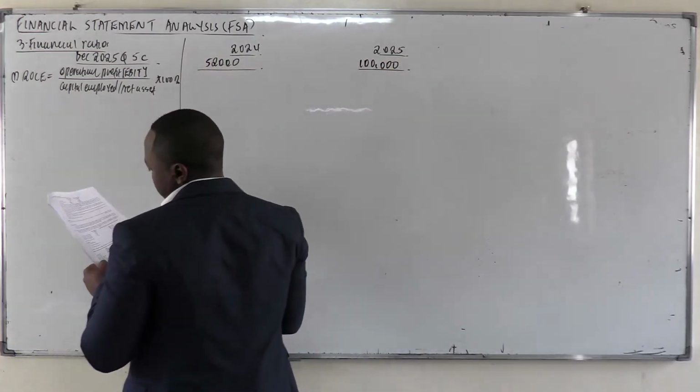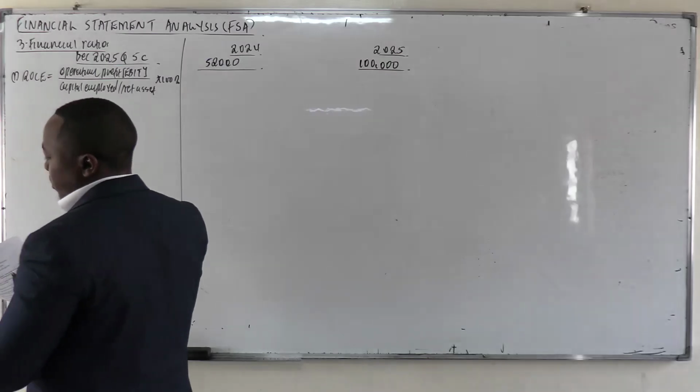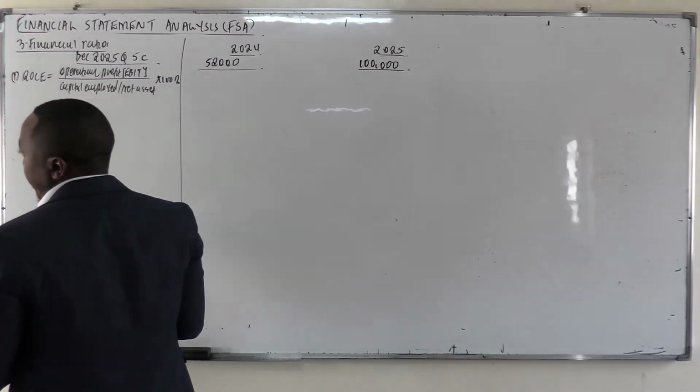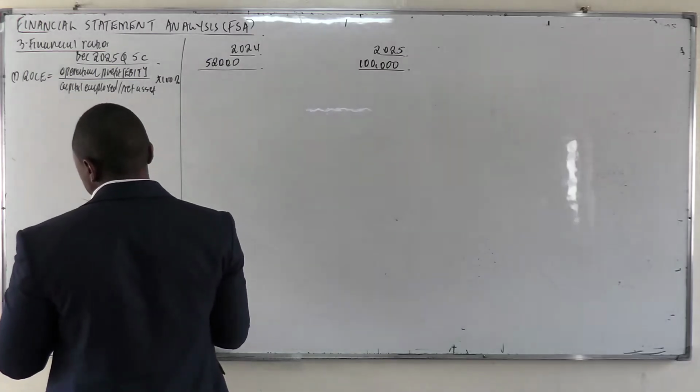Then you divide by the capital employed. So how do you get the capital employed? To get the capital employed, you take the total assets minus the current liability. That's how you get the capital employed.